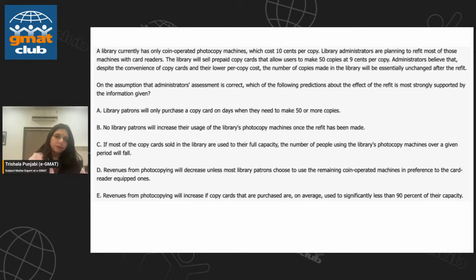Think about what we just talked about. Below what percentage is the revenue going up, and below what? Okay, Rohan, you're saying E. Shweta, E.